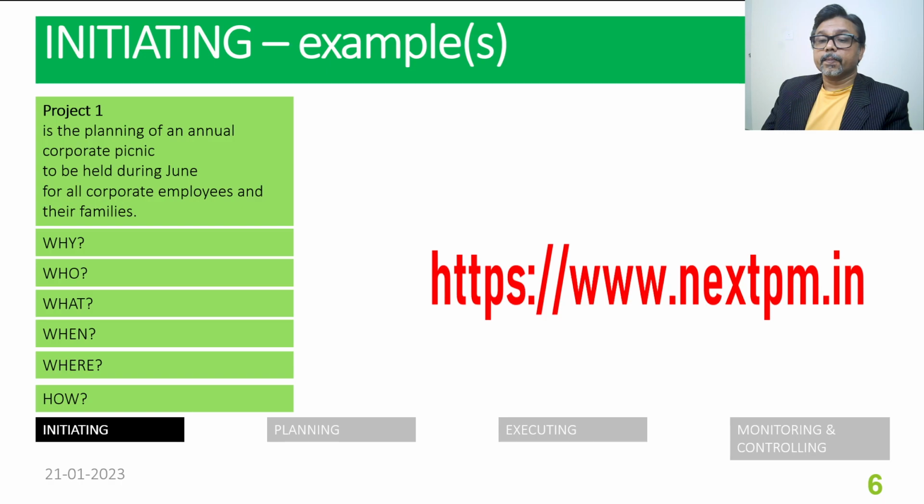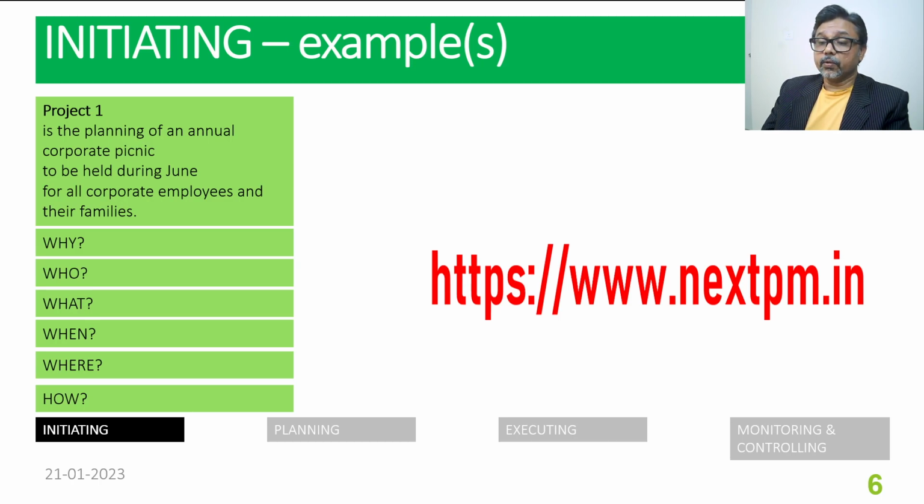So why? To thank the employees for all their hard work over the last year. That is one of the reasons for the project. Who is being impacted, or who are the stakeholders? The corporate employees and family members, and the project sponsor is the corporation's head of operation. And what is being offered? It is a corporate picnic. When? It is to be held during the month of June.